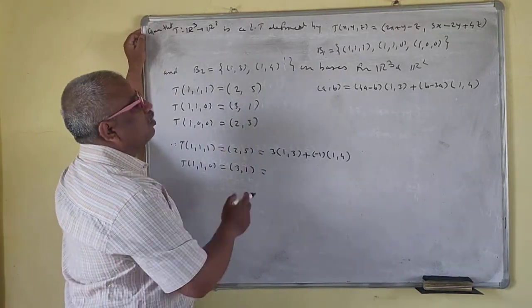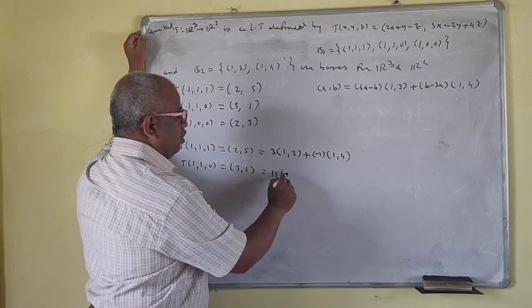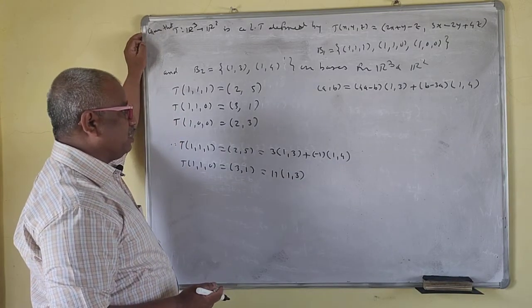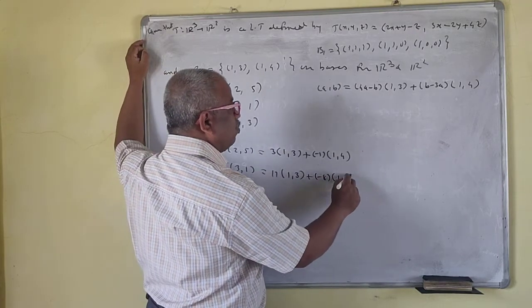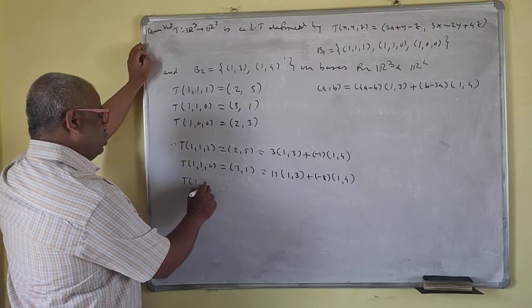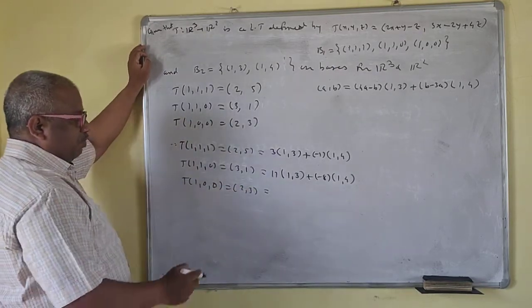Now (3,1): your a is 3, so 4a minus b is 12 minus 1, which is 11, times (1,3). Then b minus 3a is 1 minus 9, so minus 8, times (1,4). So this is 11 (1,3) minus 8 (1,4). Now T of 1 0 0 is equal to (2,3), so 4a means 8.